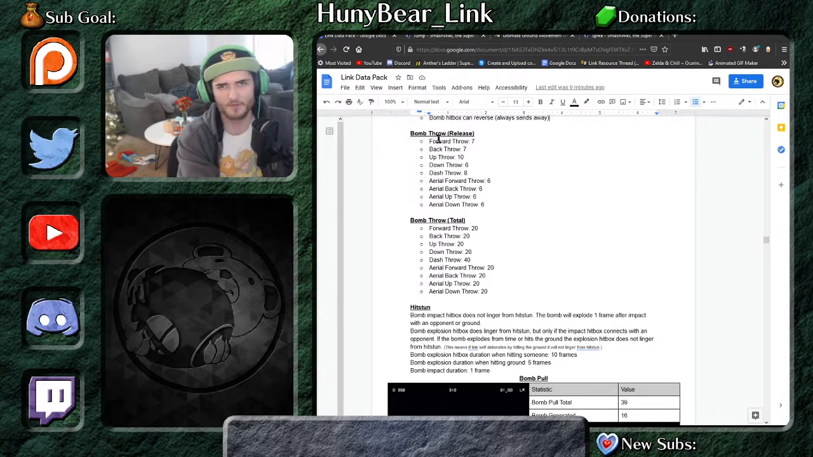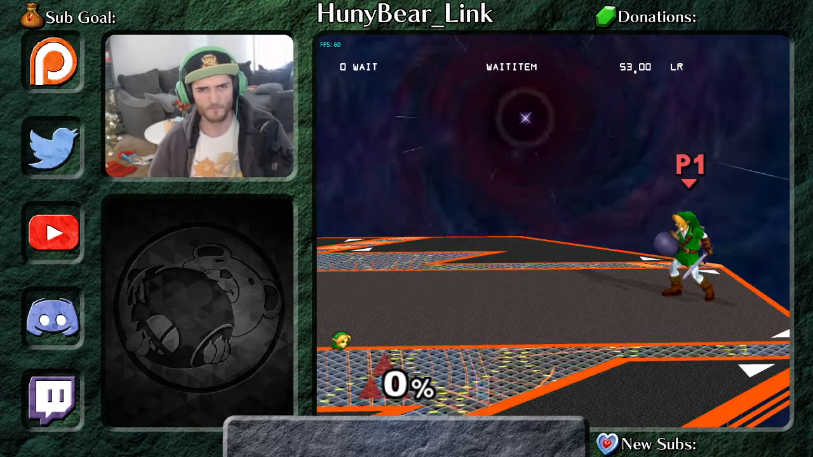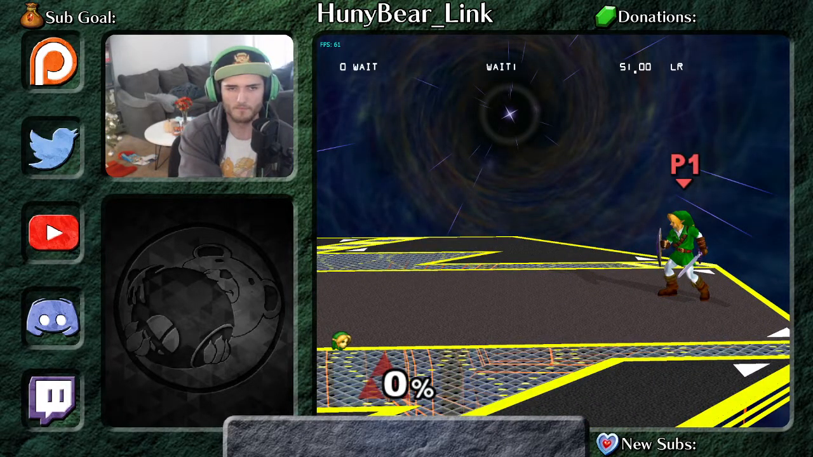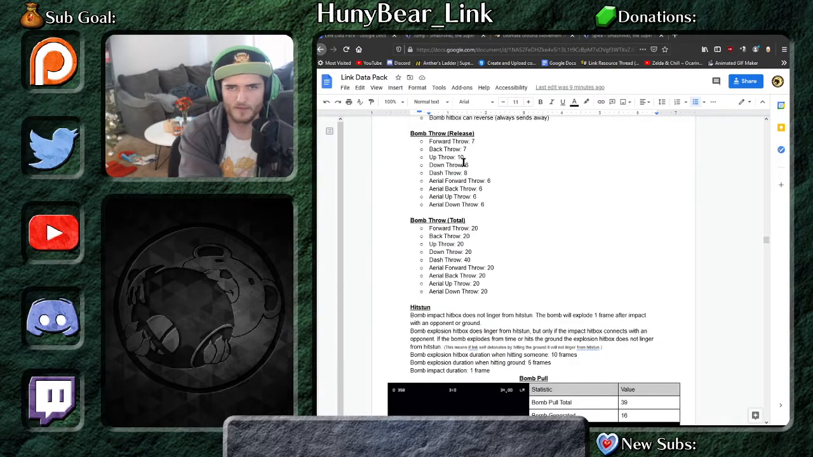Now let's go over our bomb throws. So forward throw and back throw happen on frame 7. Boom. The up throw happens on frame 10, and then the down throw happens on frame 6. The dash throw happens on frame 8, and all your aerial throws happen on frame 6. The bomb throw total, forward throw, all of these take 20 frames, except for dash throw, which takes 40. That's why we don't use dash throw.